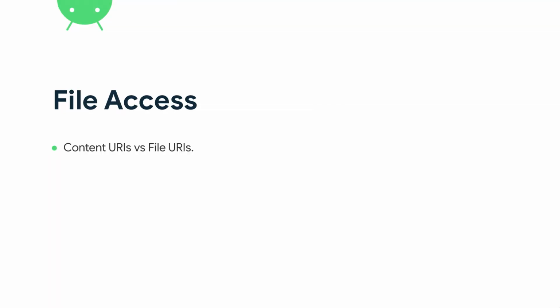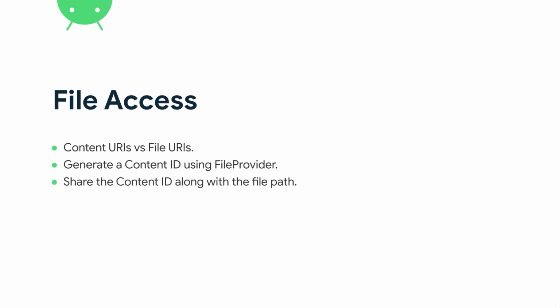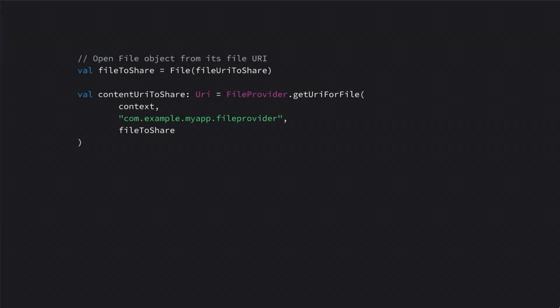The other thing is accessing files. File URIs, which developers usually use to load files, contain the absolute path of the file. If that file is stored in a profile that's different from the profile you're running your app in, the file seems as if it doesn't even exist. So what you should use is content URIs. To create a content URI, you generate a content ID and pass that along with the file path. To do that, you use the FileProvider class's getUriForFile. You pass in the context, the authority provider, and the file that you're trying to share. This will create a URI that you can actually share across profiles, and grant access for the other profile to load it for you.